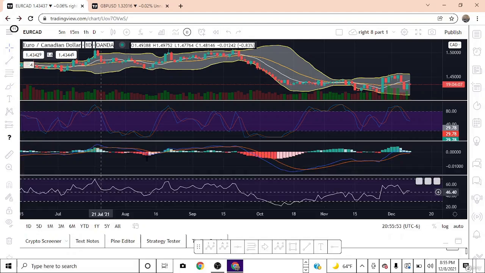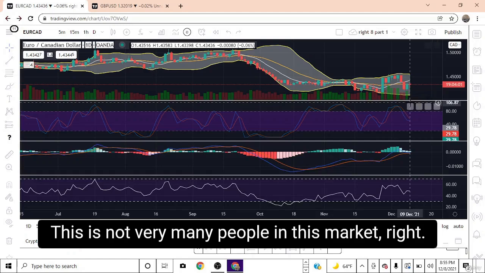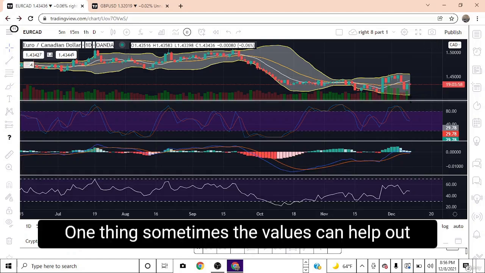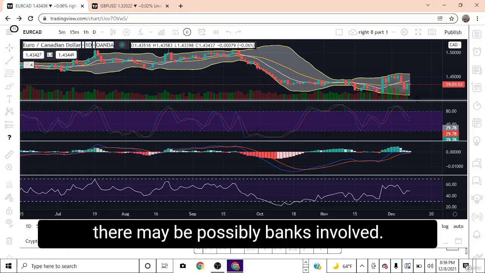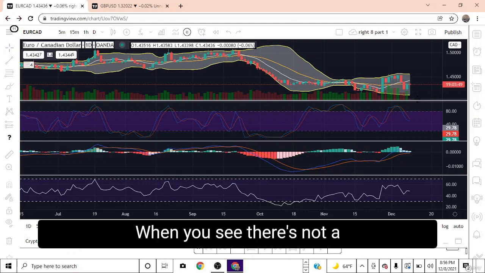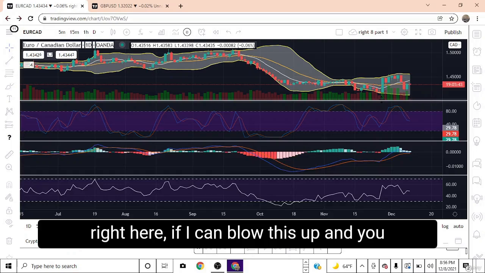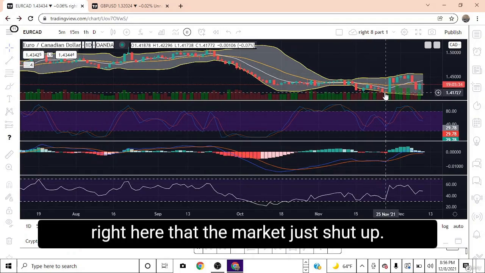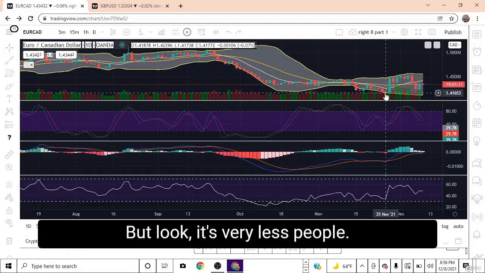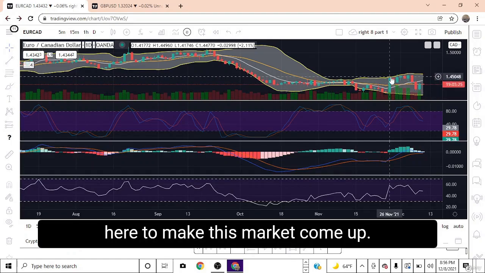moving averages. But one more thing about volume that we can see, like we take for instance this right here. This is very many people in this market, right? One thing sometimes volume can help out with is understanding that there may possibly be banks involved, when you see there's not a lot of people in this market, and yet the market is shooting up. Like right here, if I can blow this up and you can see it a little bit more, you can tell right here that the market just shot up, but look, it's very few people. So it could be banks buying out right here to make this market come up.